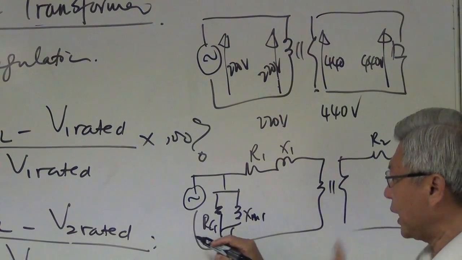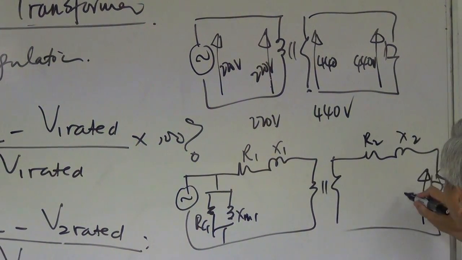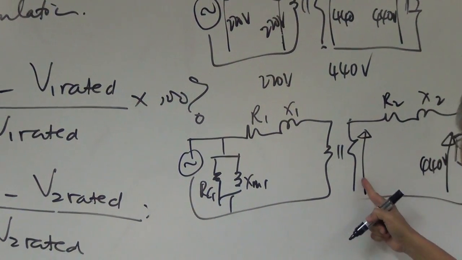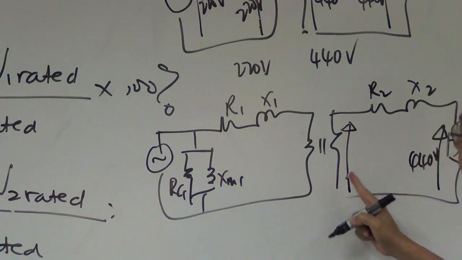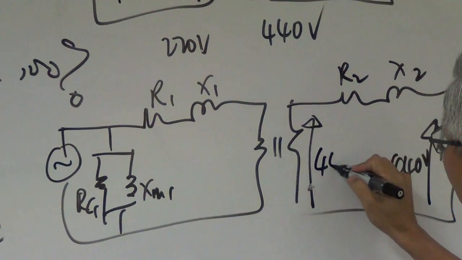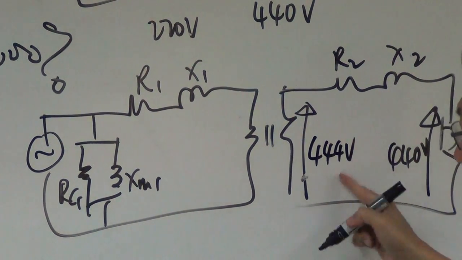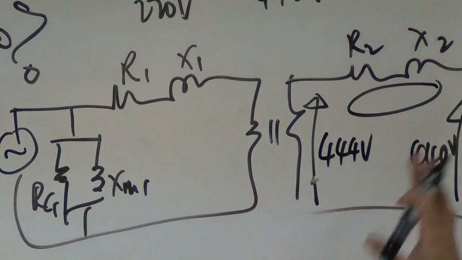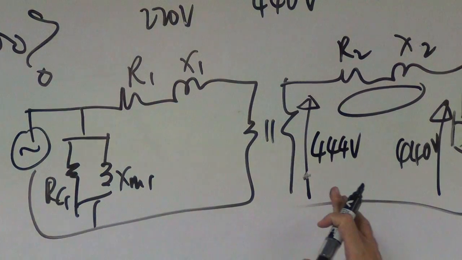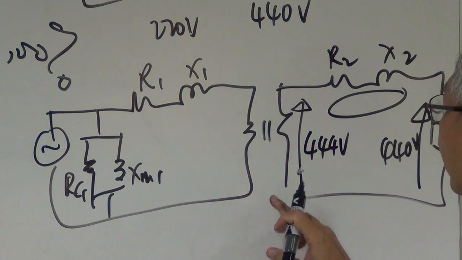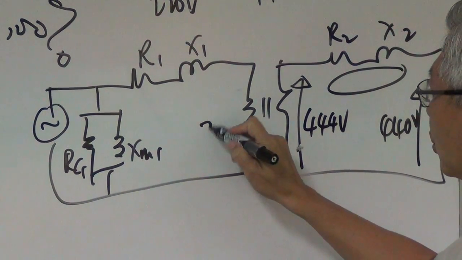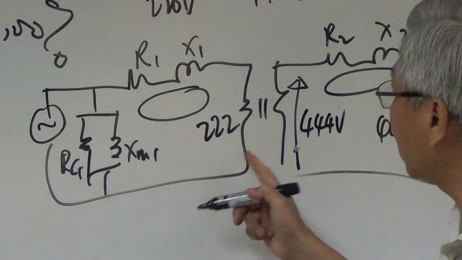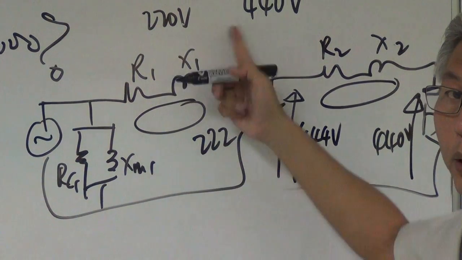So in order to maintain here as 440, the voltage here definitely must be more than 440, right? So let me say that is 444. Okay, and then after taking a loss of 4 volt, it becomes 440. Just treat it like normal mathematics without confusing it with complex numbers. If here is 444, here is actually 222. Am I right? 222. Why 222? Because the ratio is 1 to 2.